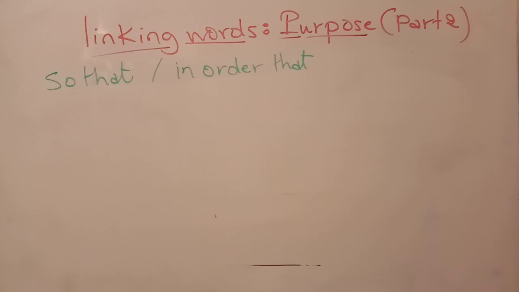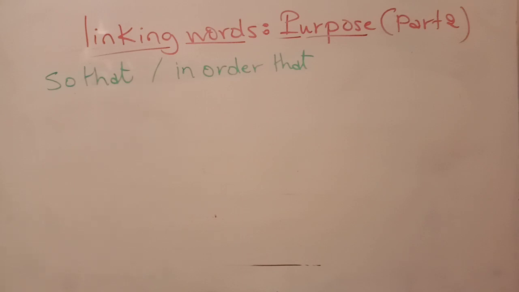Today we will focus on other purpose links, mainly so that and in order that, as you see on the board. To remind you of part 1 of purpose links, we talked about so as to, in order to, and to. We said that they are used when we have the same subject, when the purpose refers to the same subject. So when we have different subjects, we can only use so that and in order that.